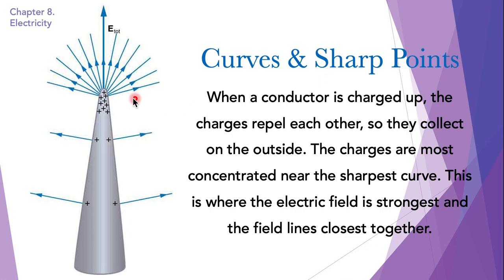When a conductor is charged up, the charges repel each other, so they collect on the outside. So in this conductor, as you can see, we only have positive charge and no negative charge. So when this conductor is charged up, the charges repel each other and they collect on the outside of this conductor, like at these points, away from each other, as far away as they can be. So the charges are most concentrated near the sharpest curve. This is where the electric field is strongest and the field lines are closest together.